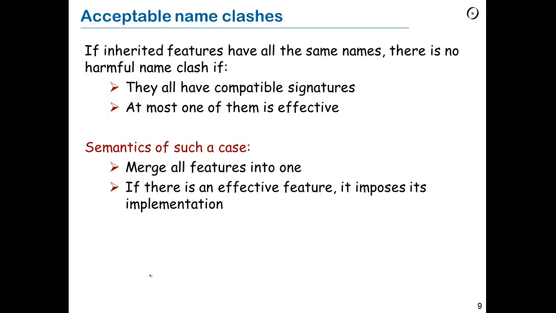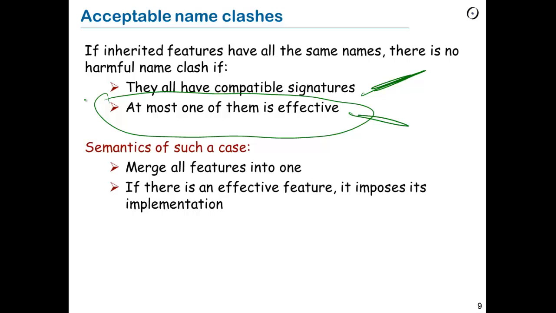This also enables us to see a bit more precisely when a name clash is acceptable. We still have the case of repeated inheritance coming in the last segment, but with what we have seen so far, a name clash is acceptable if all features have compatible signatures and at most one of them is effective. The point about signatures, I mentioned it before, but it's worth repeating. In order to be able to merge different features, they must have the same signatures, meaning the same number of arguments and the same types for these arguments. And then at most one of them can have an implementation, and that implementation imposes itself, it subsumes all the others.